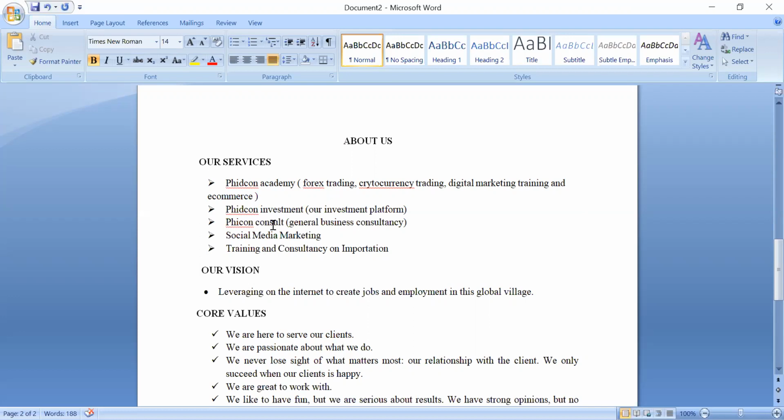The next thing is FightCon Investment. That's our investment platform, and that's the purpose of this proposal. Here, we take people's money, invest for them, help them trade, and then we share the profits based on agreement. We have a form you're going to fill and sign with us before we do that.